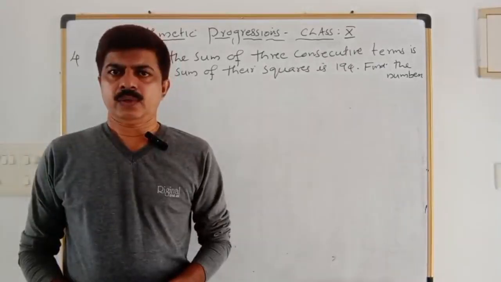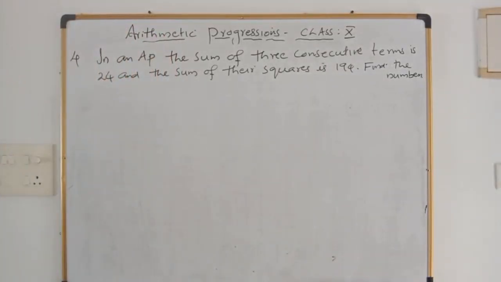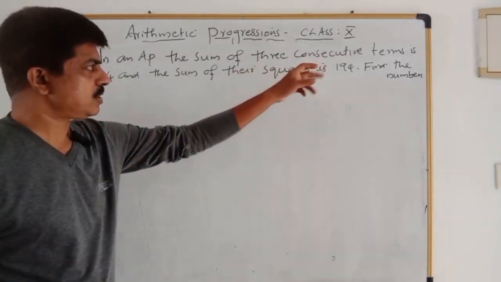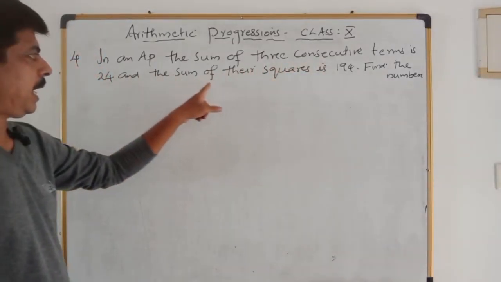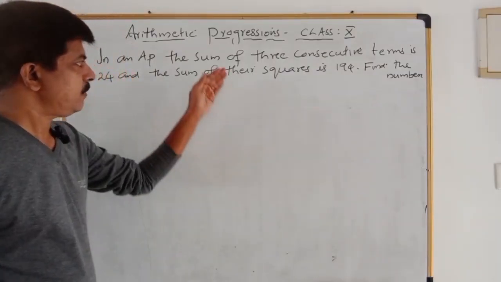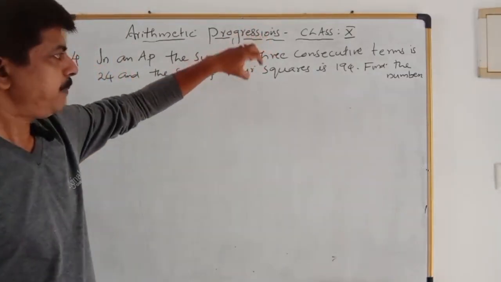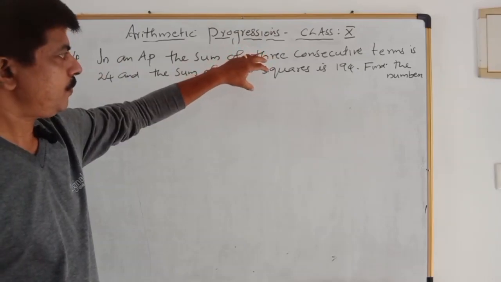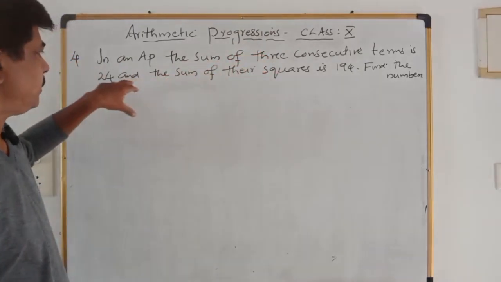Okay, now we will discuss the fourth question. In an AP, the sum of three consecutive terms is 24 and the sum of their squares is 194. Find the numbers. We are given an AP. In an AP, the sum of three consecutive terms is 24.